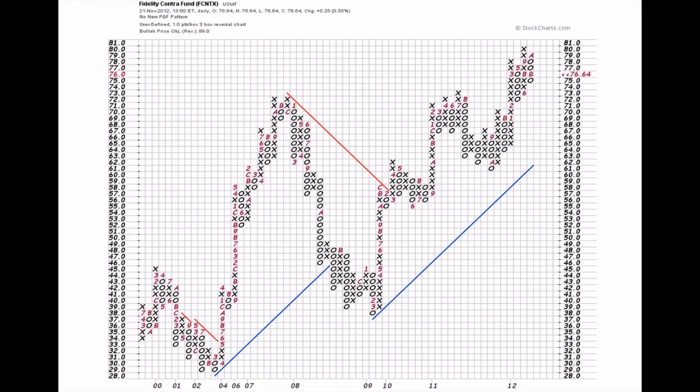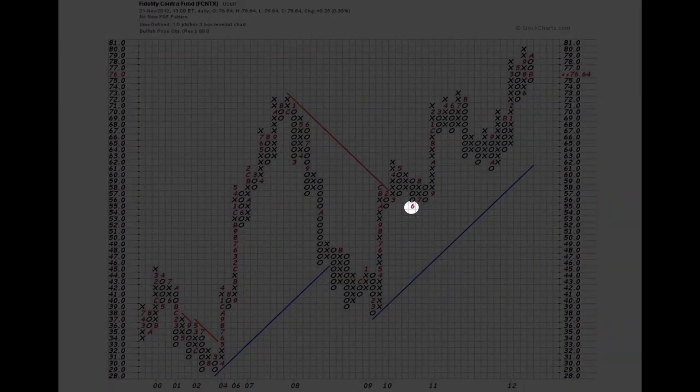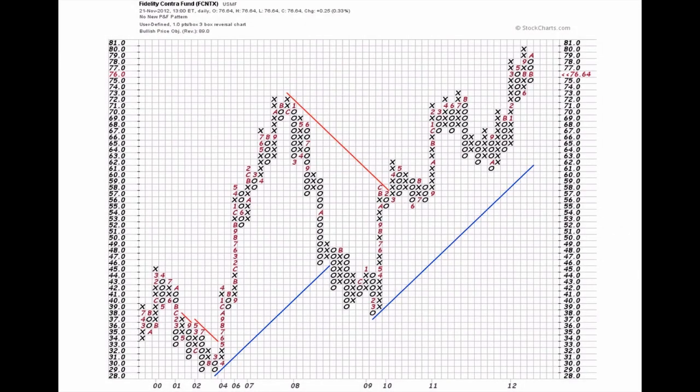There's a maxim among point and figure chartists that the first sell signal in an uptrend is typically false. That proved to be the case in June 2010. However, we now have a second sell signal in an uptrend, and it's worthy of our attention.